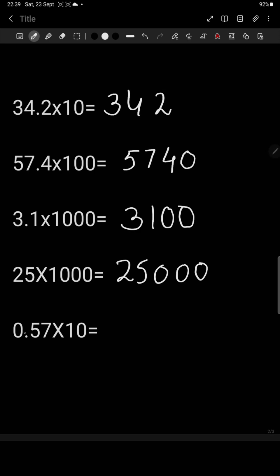Now if the decimal is at the start, 0.57, when you multiply it by 10, your number is 057. Your decimal will move one place, it will come over here. So finally this 0 is of no value. The 0 before the number has no value, so you will remove it. Finally your answer is 5.7. This is your simplified answer. So in this way you can multiply different decimal numbers by 10, 100 and 1000.